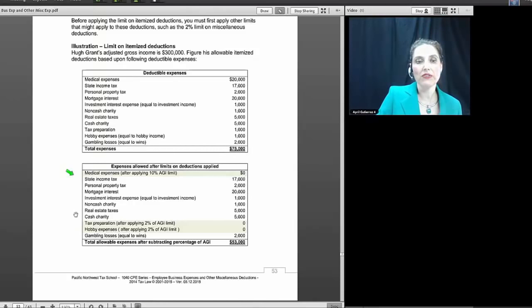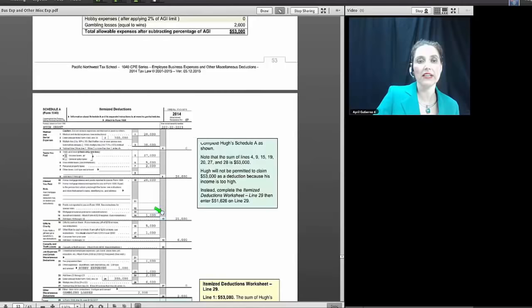And when we go down to tax preparation, we have to apply a 2% limit. And the hobby expenses have to apply a 2% limit on his AGI. And once we've done that, those deductions are zero as well. So once you've zeroed out due to the limits on those specific deductions, his allowable itemized deductions that he's entered on Schedule A are going to total $53,000. So let's go over now to the Schedule A and fill it out.